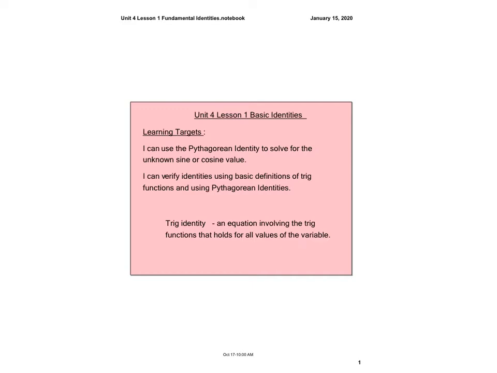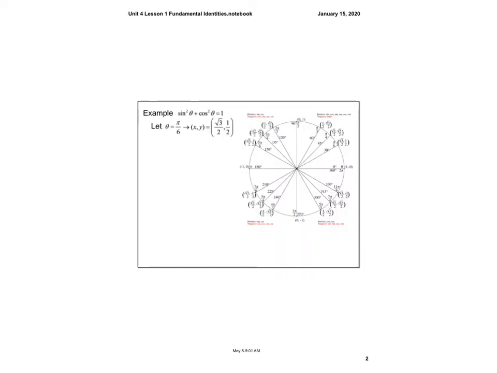So a trig identity, what is that? It's an equation involving the trig functions that holds for all values of the variable. So let me show an example: sine squared theta plus cosine squared theta equals 1. That's a Pythagorean identity. It's like a squared plus b squared equals c squared. It's in that same form.